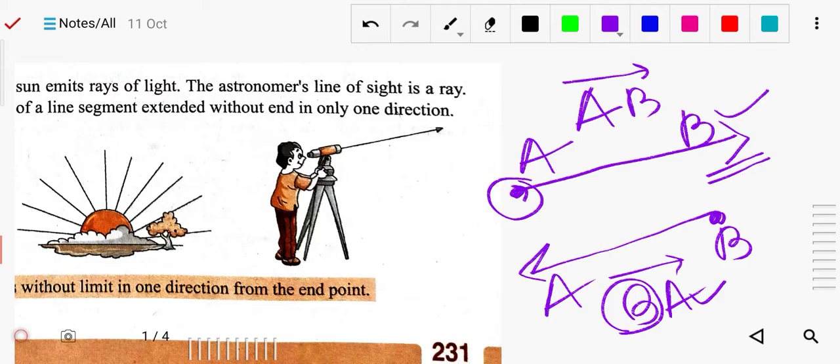A will be the not end point, that is your infinite one. That will be the other one, which has no end point. Okay, which has the end point? That is your B, and the other one which has no end point, that is your A. Okay.